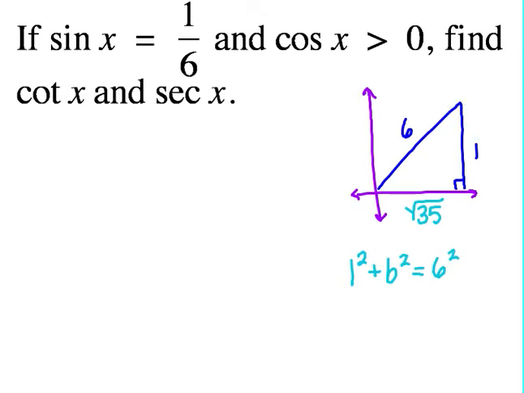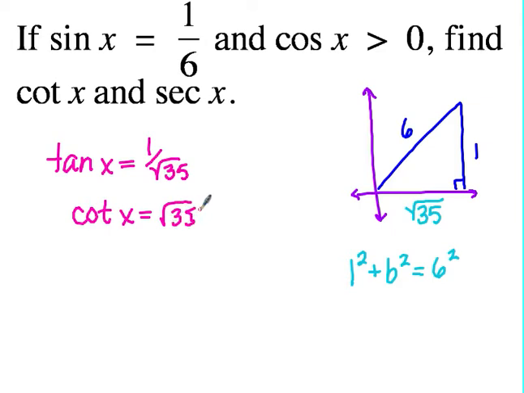Okay? Oh, that's right. All right, so now I need to find cotangent and secant. So to find cotangent and secant, I really need to find tangent and cosine. Okay, so what's tangent going to be? Root 35. 1 over root 35, right? But I want to find cotangent. So what's cotangent going to be? Root 35. Oh, that was a nice 5. Let's try that one again. There we go. Okay.